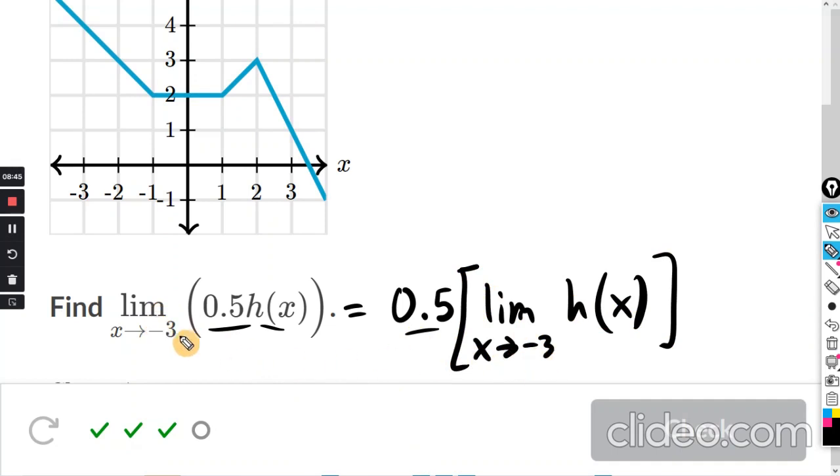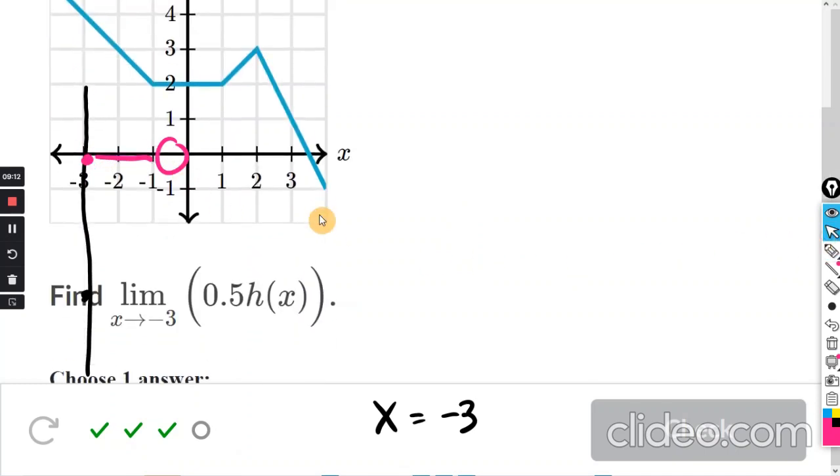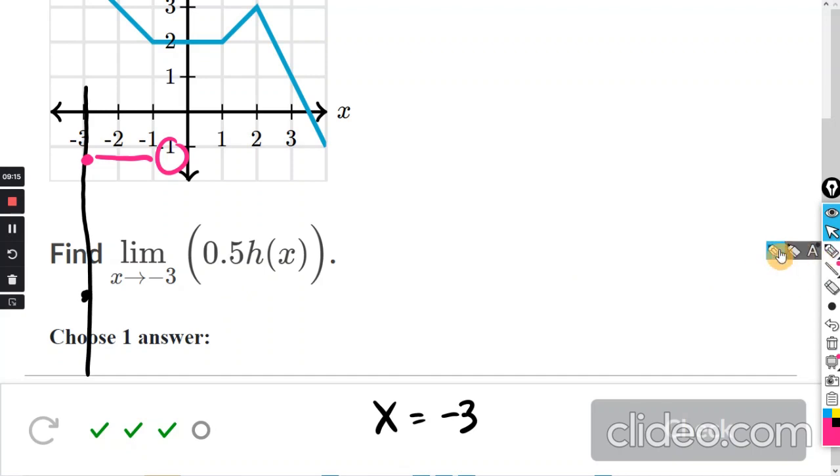So let's do that. Let's go to x equals -3 on the x-axis right here, and we're looking at this line right here. We have to approach that from both sides. Coming from the positive side, we land there. That's y equals 4. From the negative side, we land there. y equals 4. So the limit is 4, but they're asking for 0.5 times it. So it's just 0.5 times 4, and of course, that equals 2.